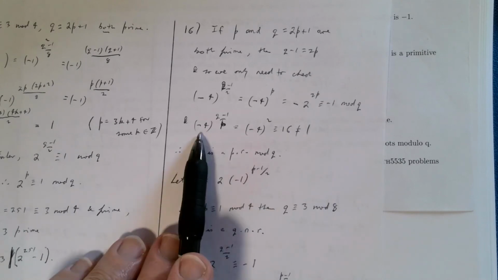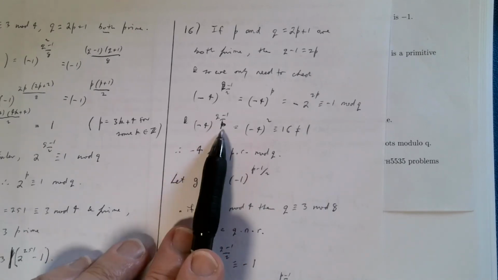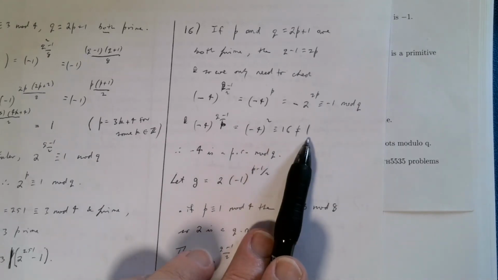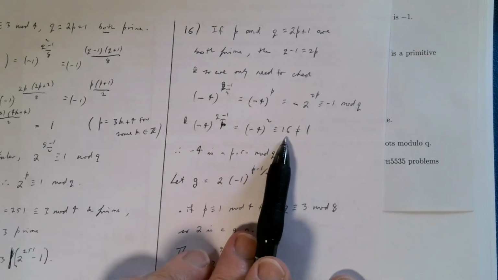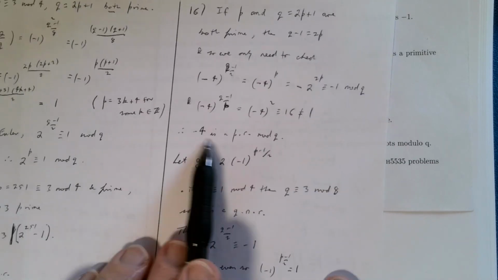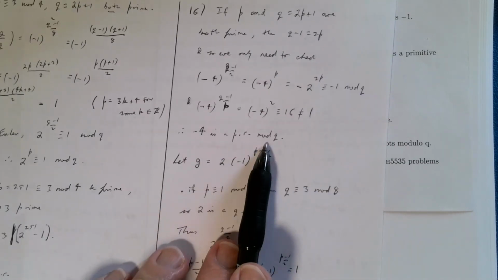And similarly, minus 4 to the (q minus 1) over p just gives me 16, and 16 is not 1, because then we would need this prime to be 15, and so it's not a prime. So minus 4 is a primitive root modulo q.